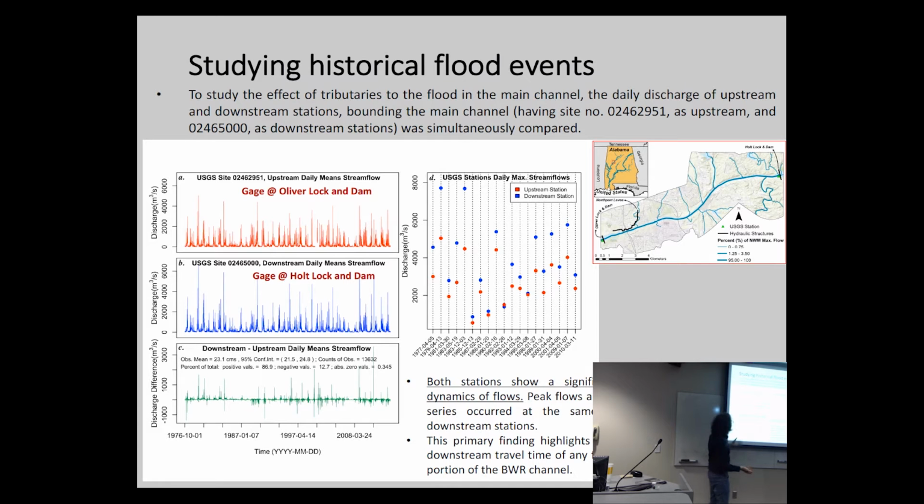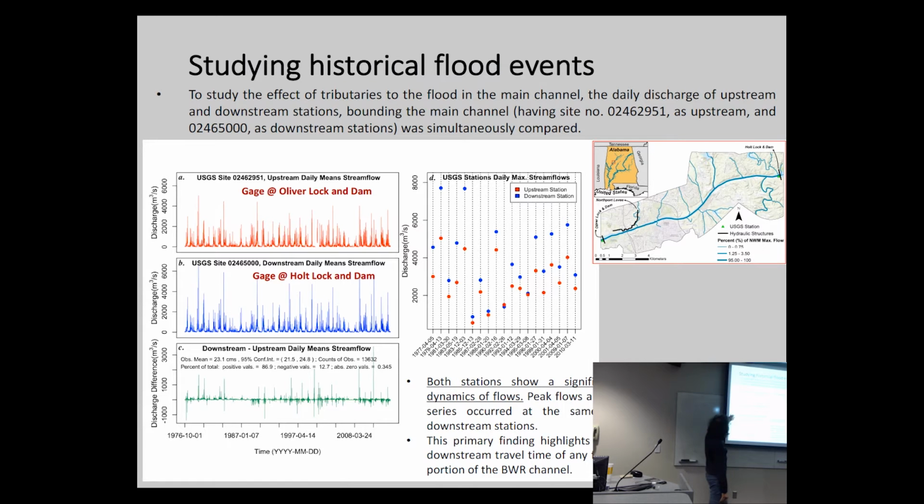But I don't know what that is, because the resolution provided by USGS is just on a daily basis. And I don't know at what hour of the day those floods happen. I mean, how many hours does it take to travel from upstream to downstream? But I will answer it shortly.